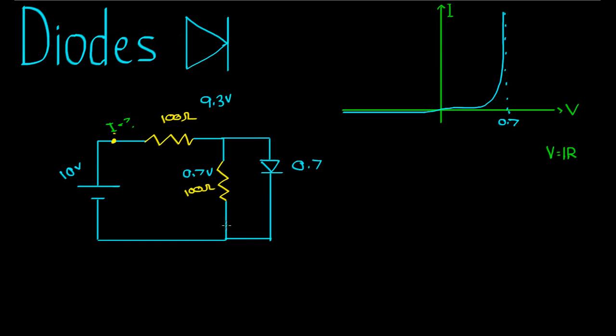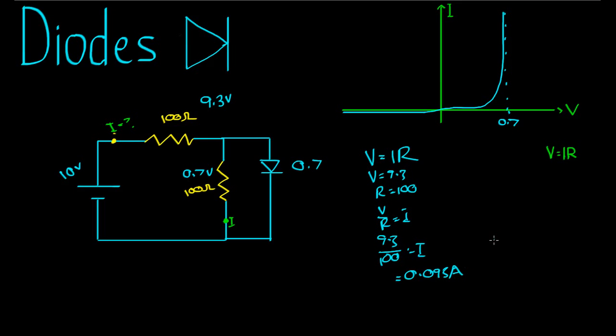And I'll add a second challenge. We're also going to figure out how much current is flowing through there. But the amount of current flowing through here is also the same as the amount of current flowing through here. So we use V equals IR, V equals 9.3, R equals 100, V on R equals I, 9.3 over 100 equals I, which is equal to 0.093 amps. So there's 0.093 amps flowing through here.